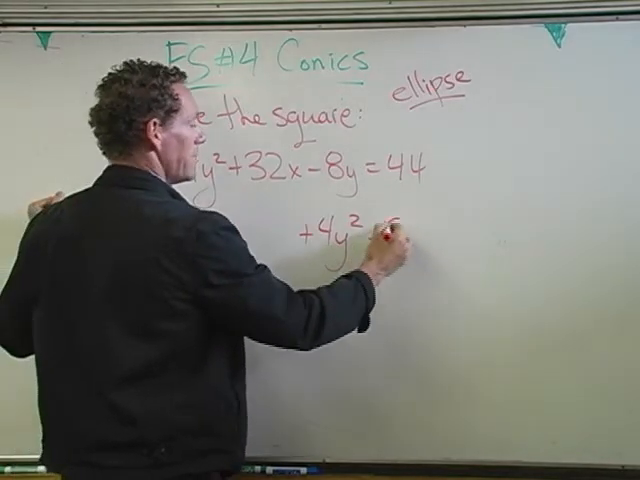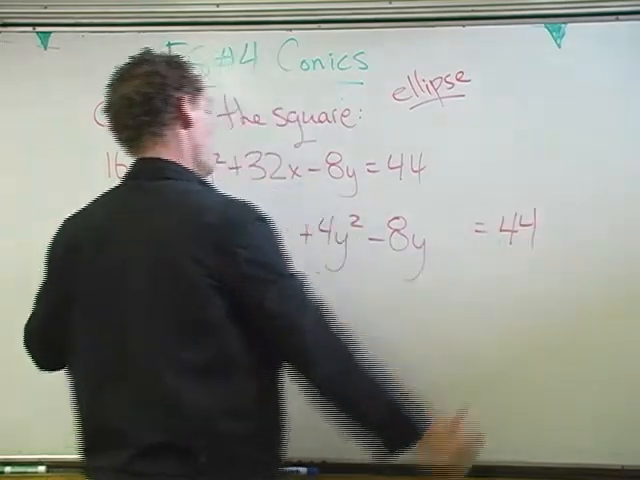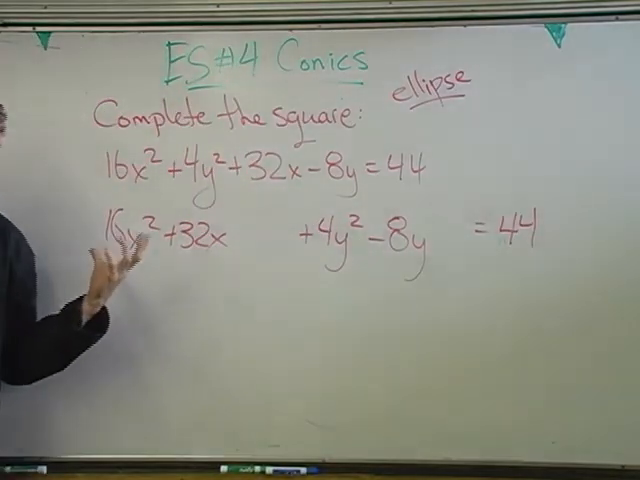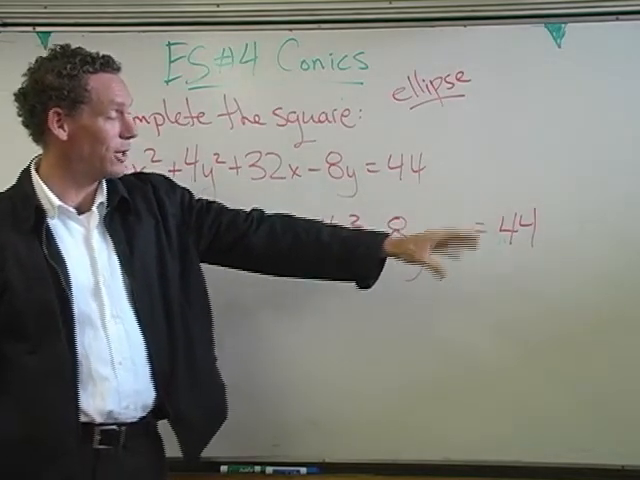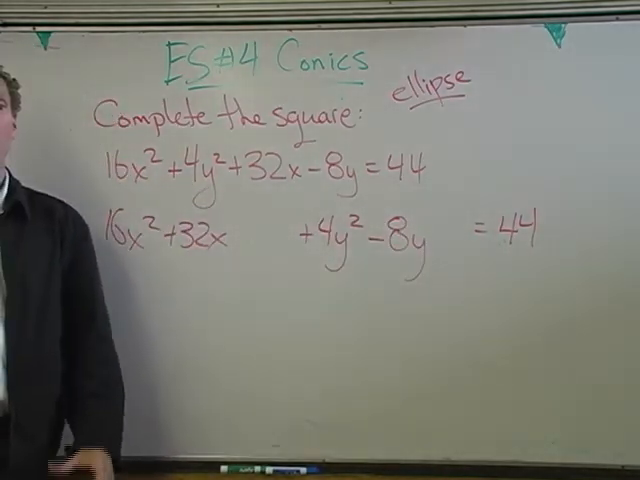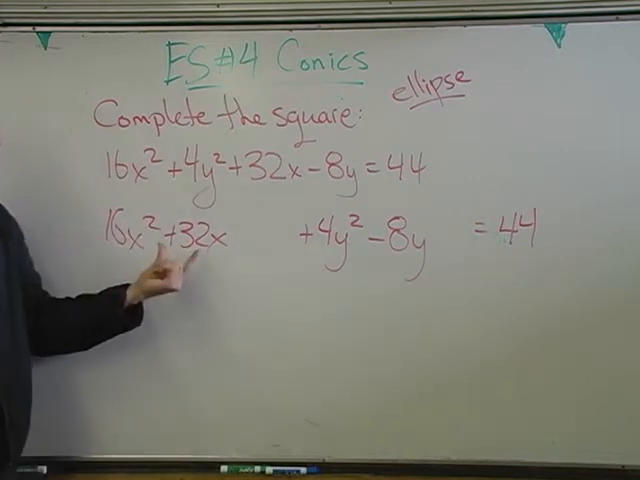4y squared minus 8y equals 44. Okay, so we're separating the x stuff from the y stuff. The constant term, or the number, goes on the right-hand side, and we're not ready to complete the square yet. Haley is reminding us we have to take half and square it.